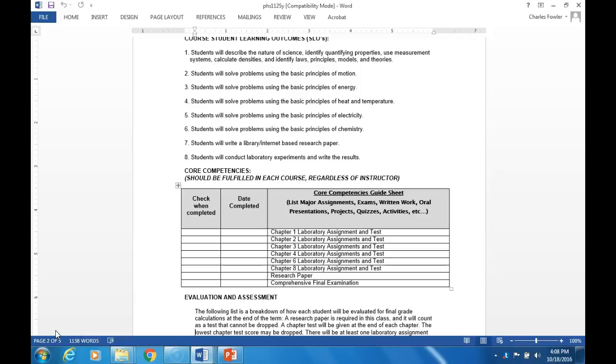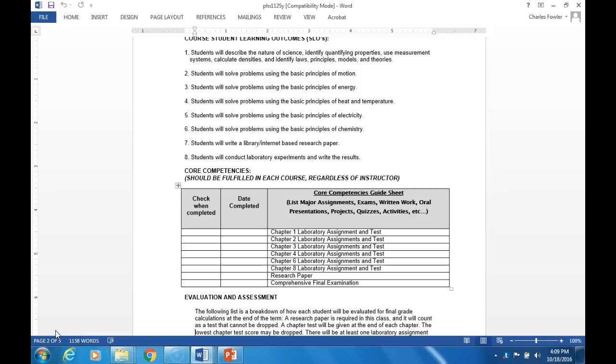Now, students will also write a library or internet-based research paper. You get to choose your topic. Please get it in. We'll talk about that next. Okay? Next. Students will conduct laboratory experiments and write up the results. I'll give you the lab sheets you need. I'll be in the lab with you. I'll explain and answer any questions you have. We'll do that. It may not be every class, but most of the classes we will have a lab.